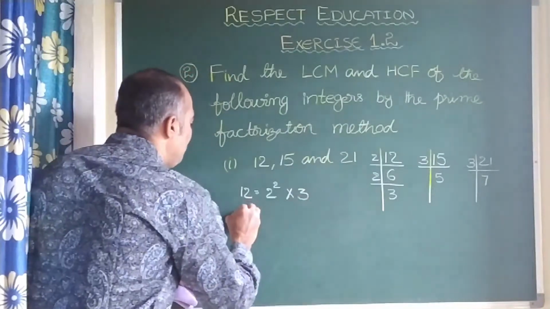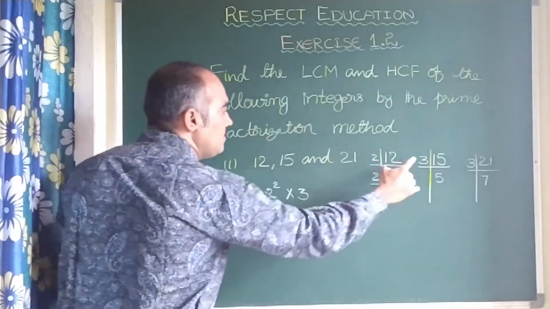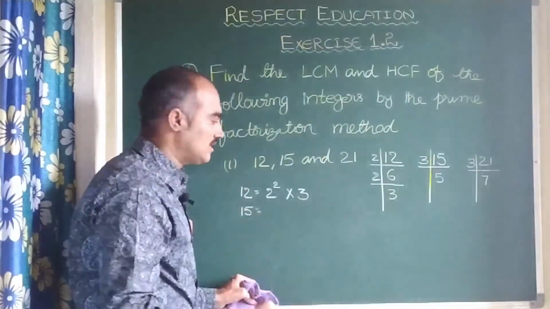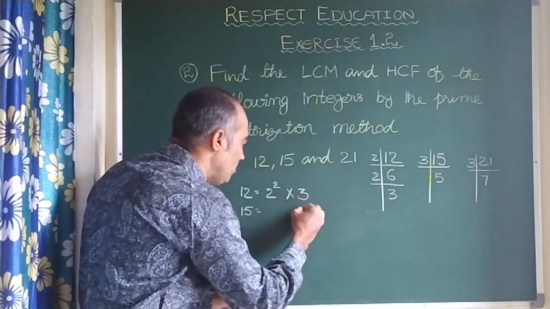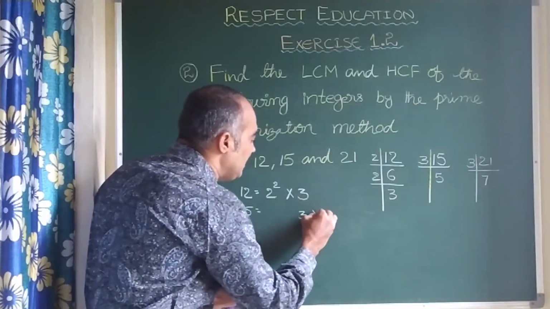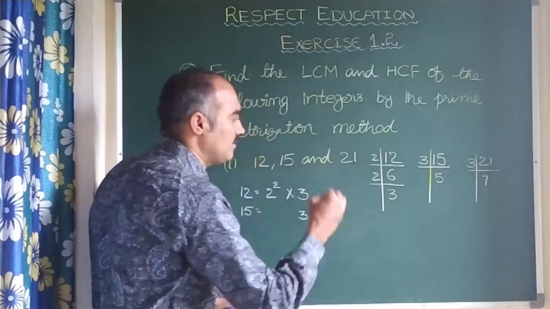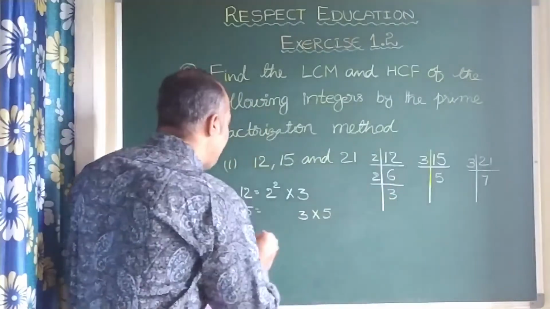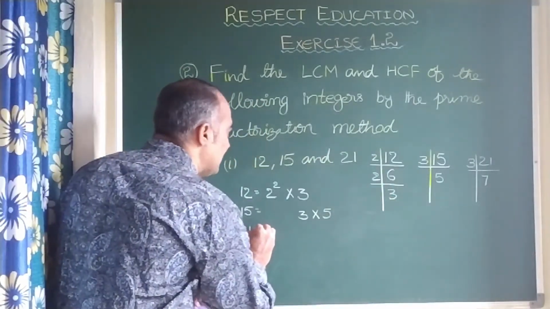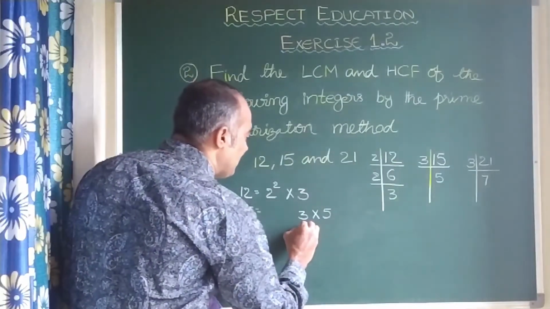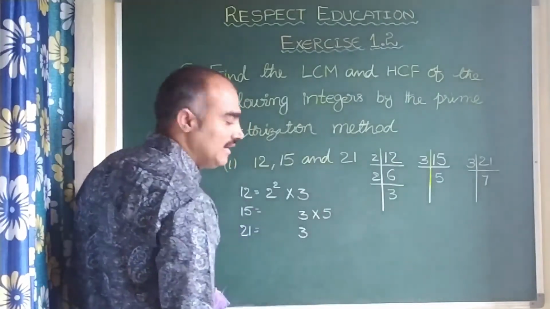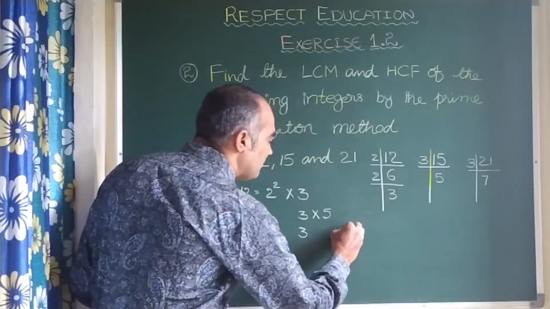15 is equal to 3 into 5. Just observe children. I am writing 3 into 5. Below this 3 I am writing 3, children, into 5 here I am writing. Clear? And 21 can be written as 3 into 7. See, I am writing below 3, I am writing 3, children. Into 7 I am writing here.